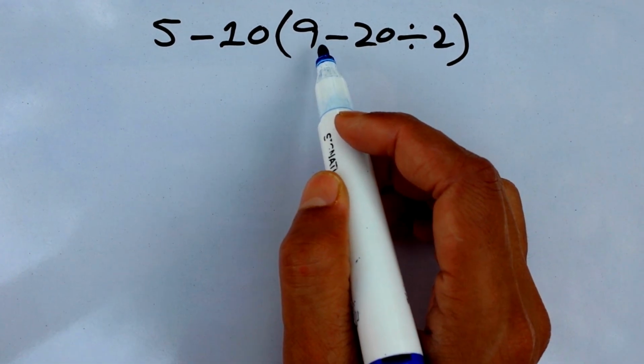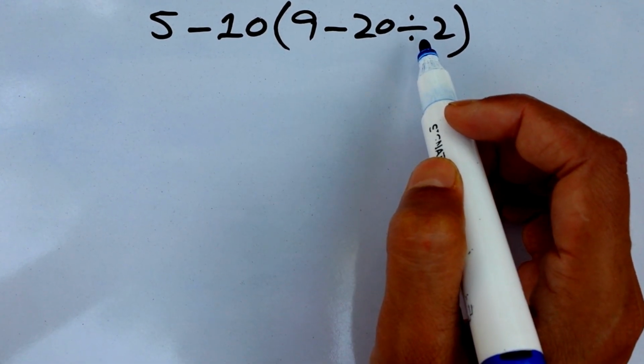We are solving 5 minus 10, 9 minus 20 divided by 2.